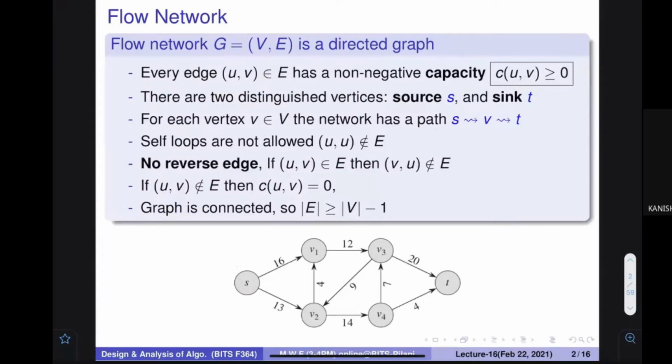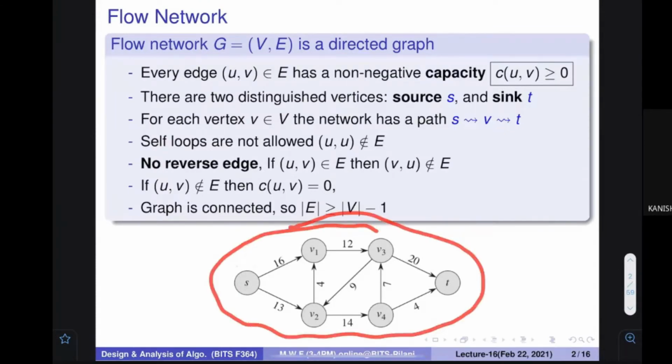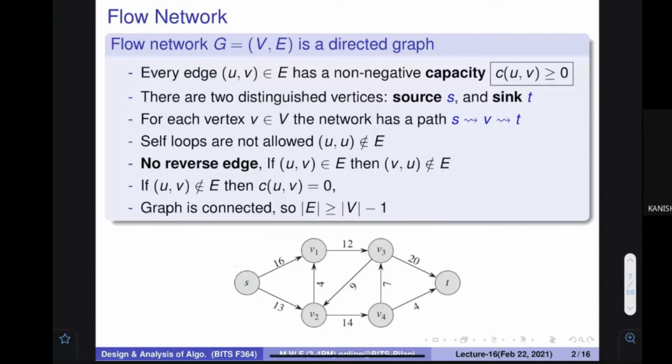So the topic is very simple. As you know, a graph is given to you, and the graph is a kind of connected graph where two special nodes are there, S and T. They are called source and sink. There is a notion of capacity that tells how much can flow from one place to another, and all these arrows are going to tell you that. For example, from S to V1, 16 units of something can pass.